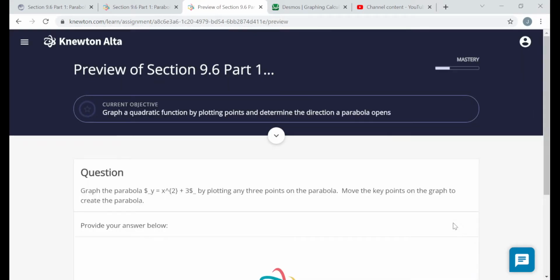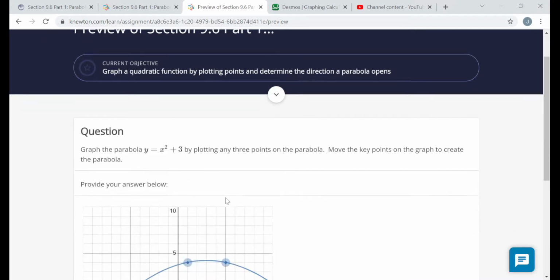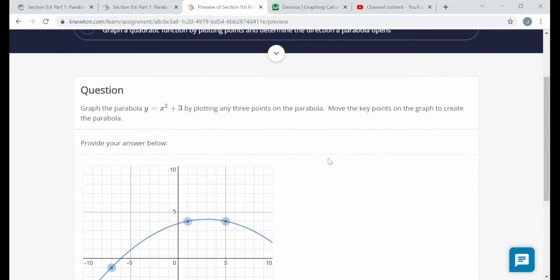All right, so now we're on the objective we haven't seen yet, but I've been doing it. I have been doing it: graphing a quadratic function by plotting points and determining the direction a parabola opens. So he says here, graph the parabola y equals x squared plus 3 by plotting any 3 points on the parabola. Move the key points on the graph to create the parabola.